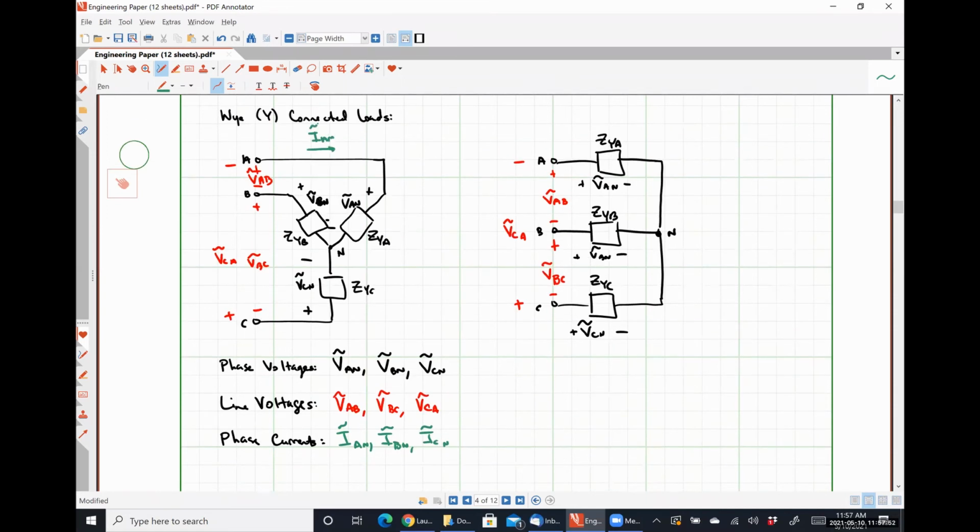Oh, I did them in the wrong colors this time. I apologize. I'm backwards.